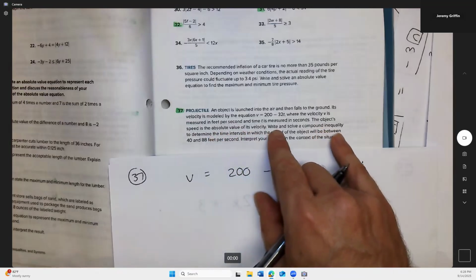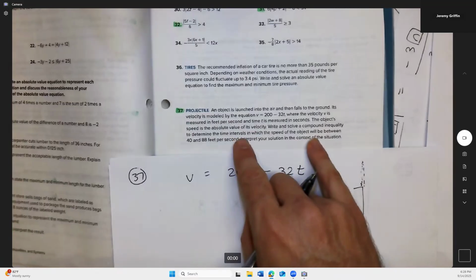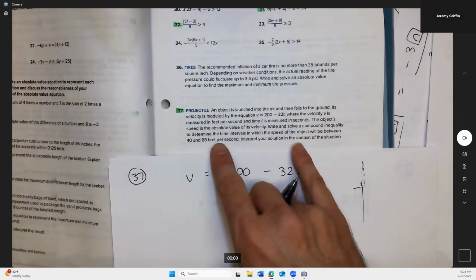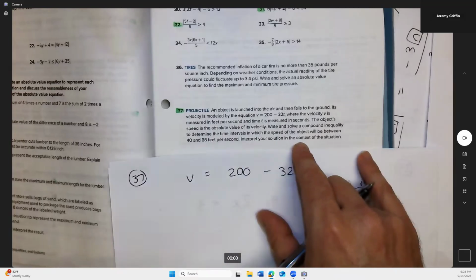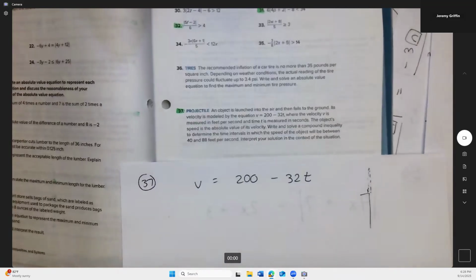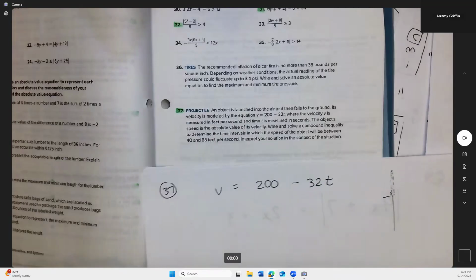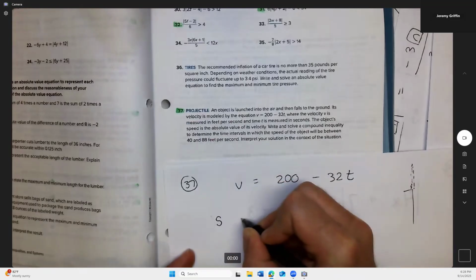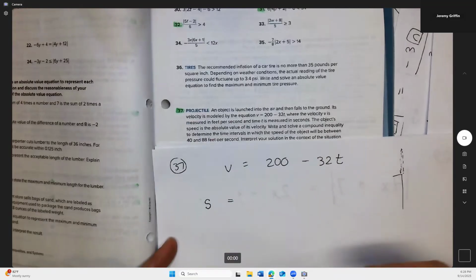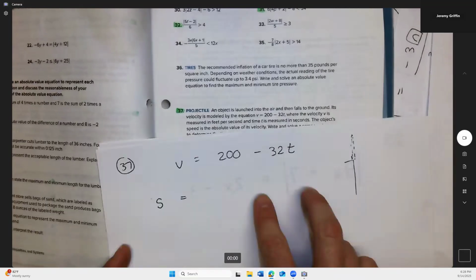Right? And solve a compound inequality to determine the time intervals in which the speed of the object could be between 40 and 88 feet per second. Interpret your solution in the context of the situation. Okay, so maybe I'll change this V to an S for speed. Speed is just the absolute value of velocity, which means that it doesn't matter if it's going up or down.